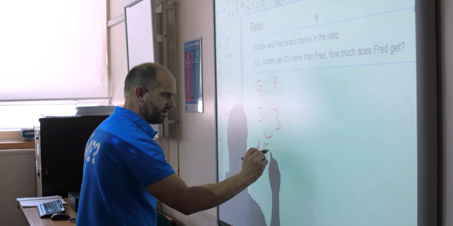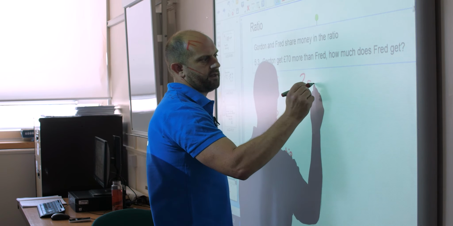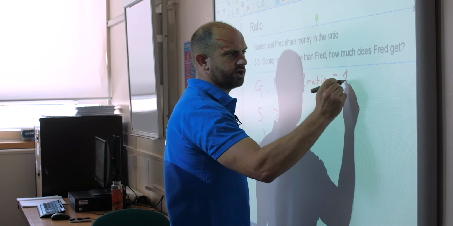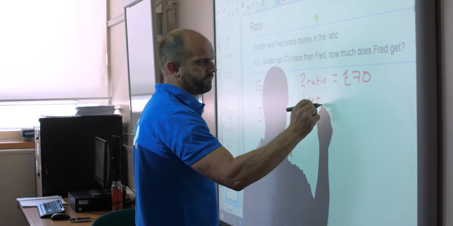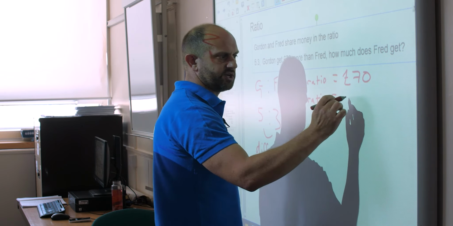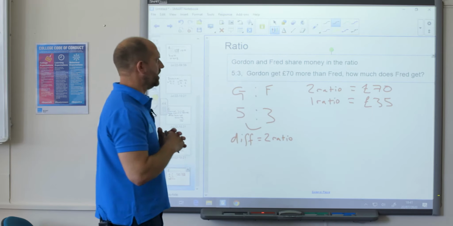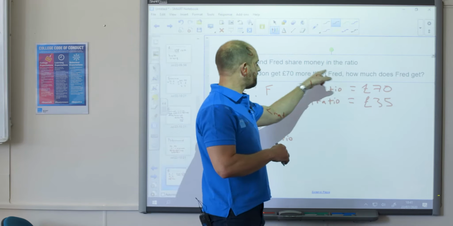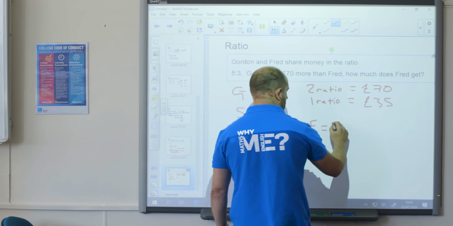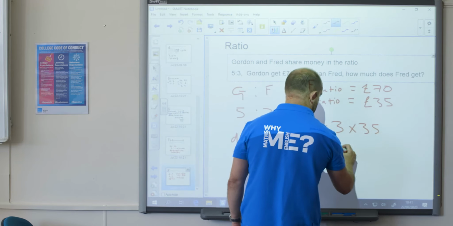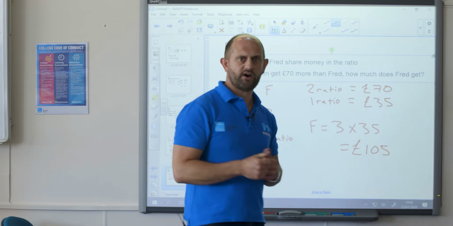So the difference equals 2 ratios. So those 2 ratios of Gordon's are equal to 70 pounds. So therefore 1 ratio equals 70 divided by 2, which is 35 pounds. So once again I have found 1 ratio. I can now use that 1 ratio to work out what Fred gets. Fred gets 3 times 35. So therefore Fred equals 3 times by 35, which equals 105 pounds. So Fred gets 105 pounds.